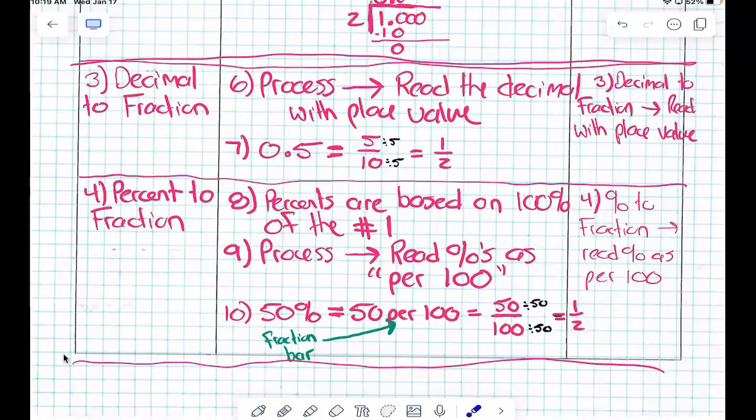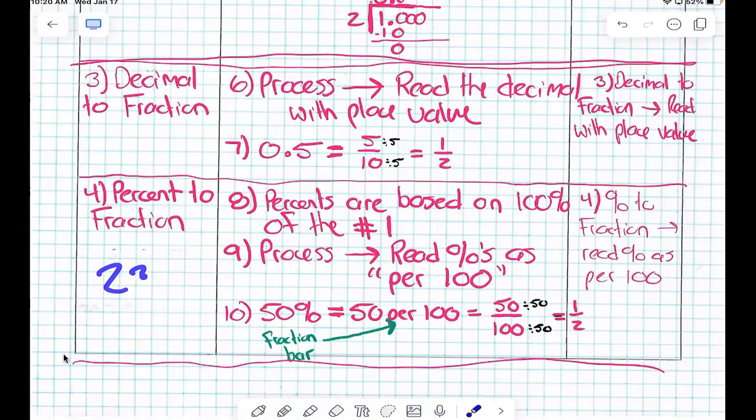All right, number 4, percent to fraction. Okay, before we do the process, percents are based on 100% of what number? 100% of 1, right? Okay, so if I have a percent like this, I say 50%, but you read this as what? 50. So the process is to read percents as per 100, right? Yes. So 50 per 100, okay, so question. If I have 50 per 100 here, what does a per mean? And a fraction bar just makes a fraction, right? Yes. We know a fraction is a division problem, right? Yes. Or, I'm sorry, we know a fraction is a fraction, right? Yes. So if I reduced it, do I still get 1/2? Yes. So percent to fraction, you just read it as per 100 and you're good to go.